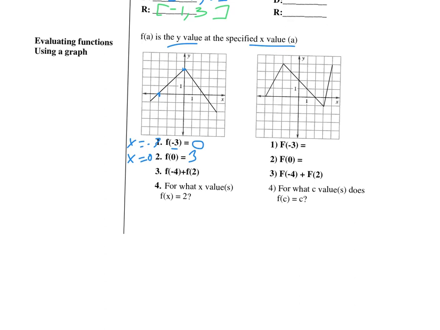For f of -4 plus f of 2, they're saying x is -4, and then they're saying x is 2. Do those two separately, and then add the results. So if x is -4, I'm back down here, and so that's the y value of -1.